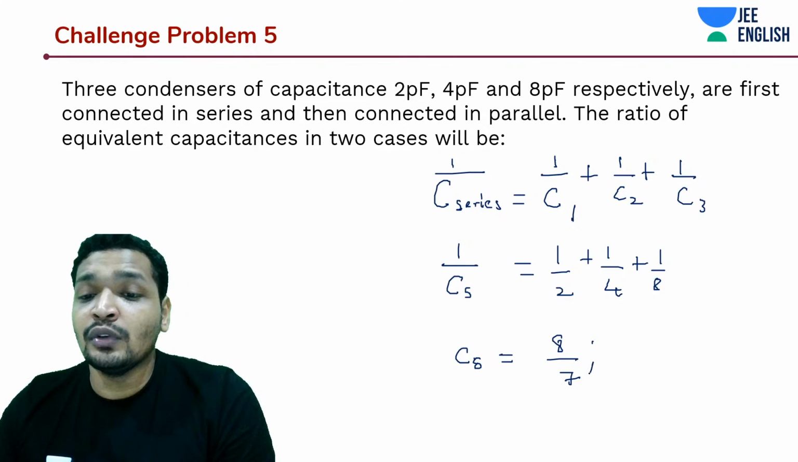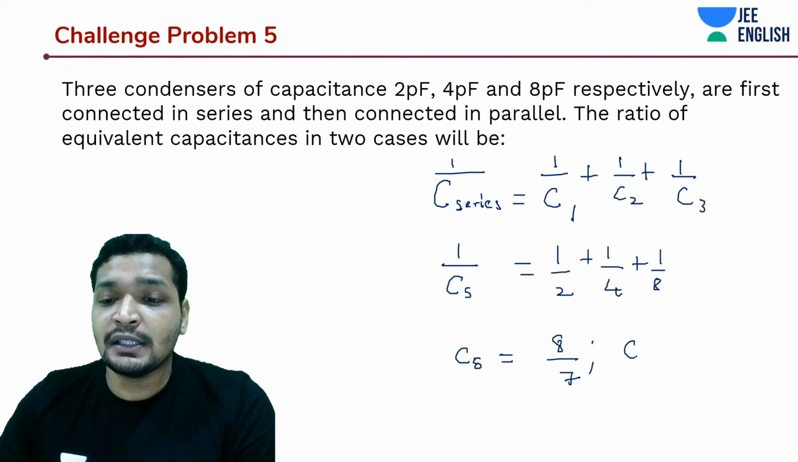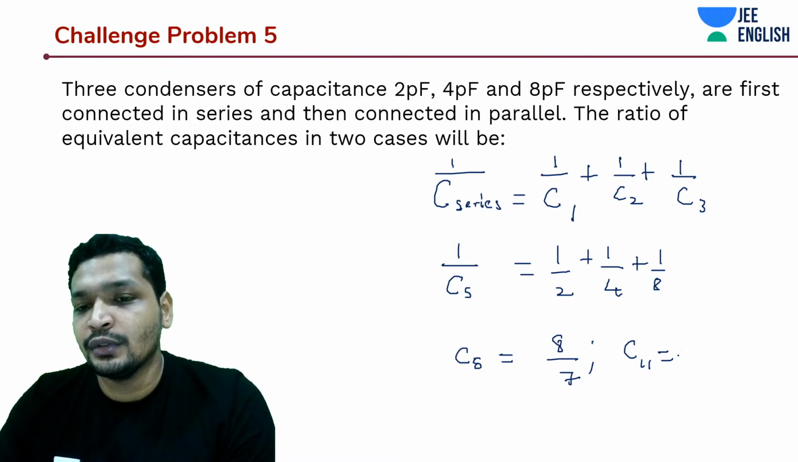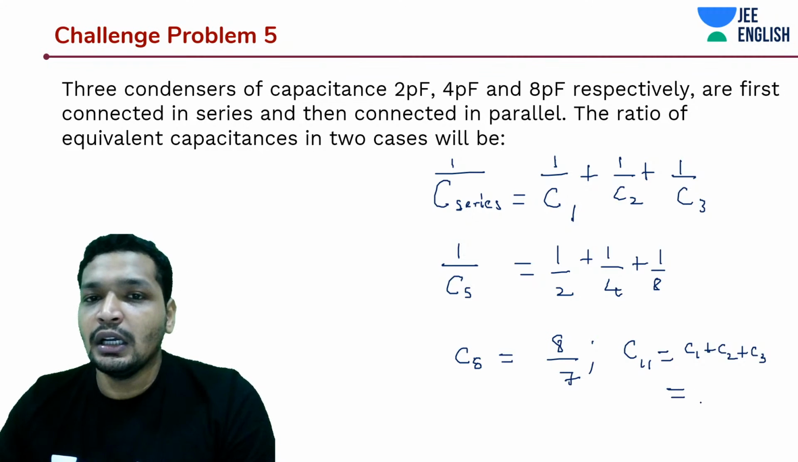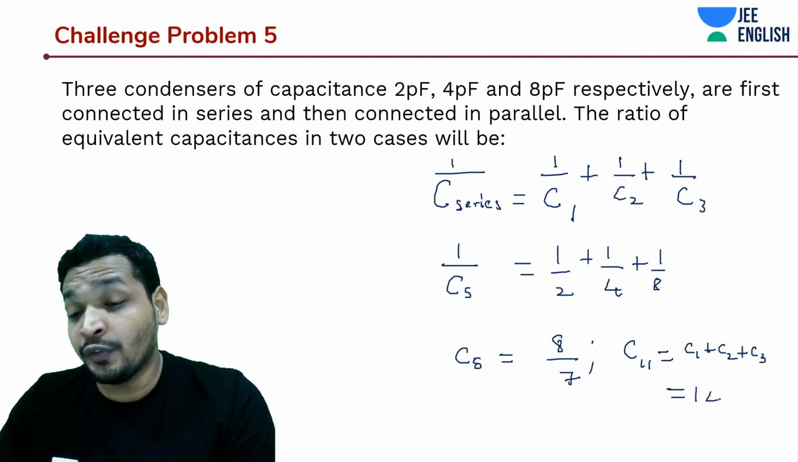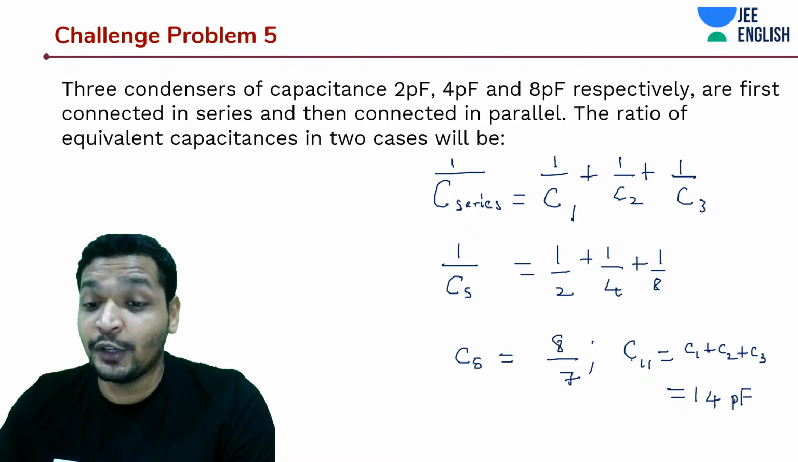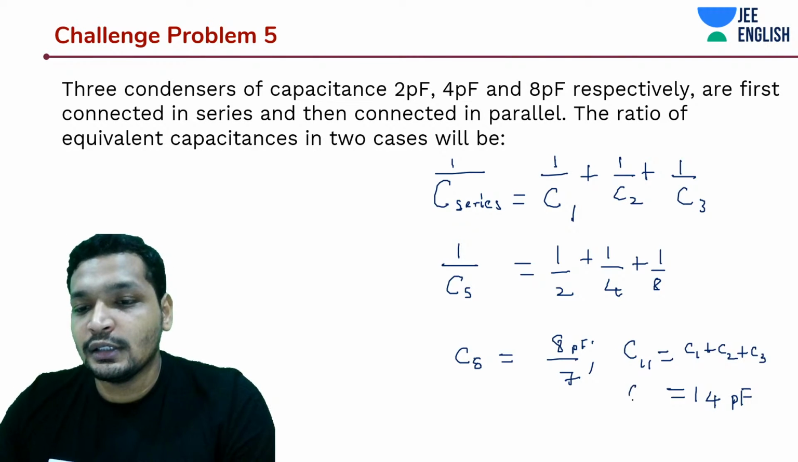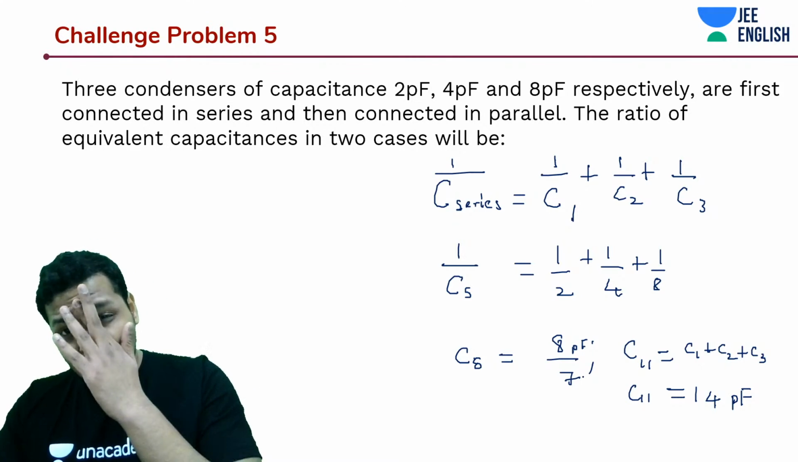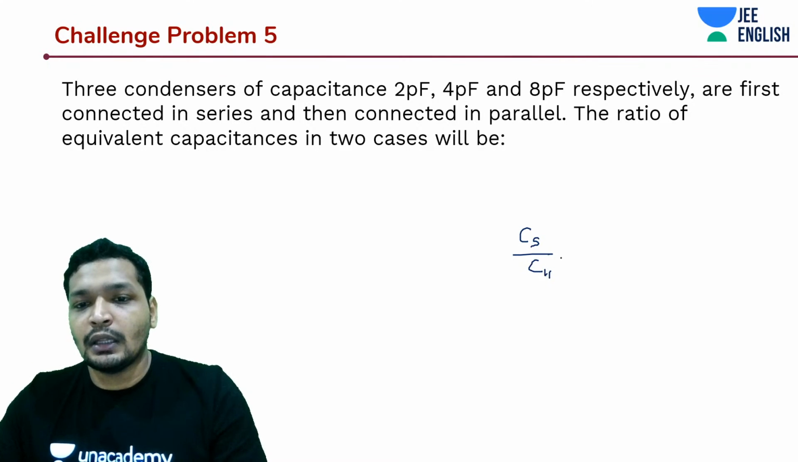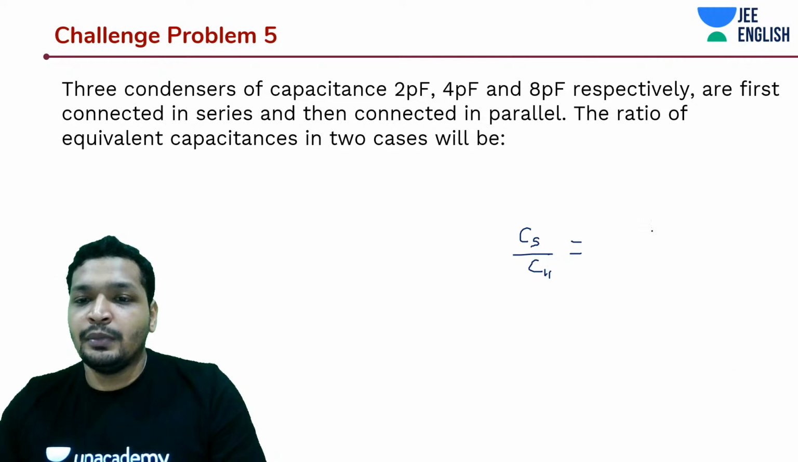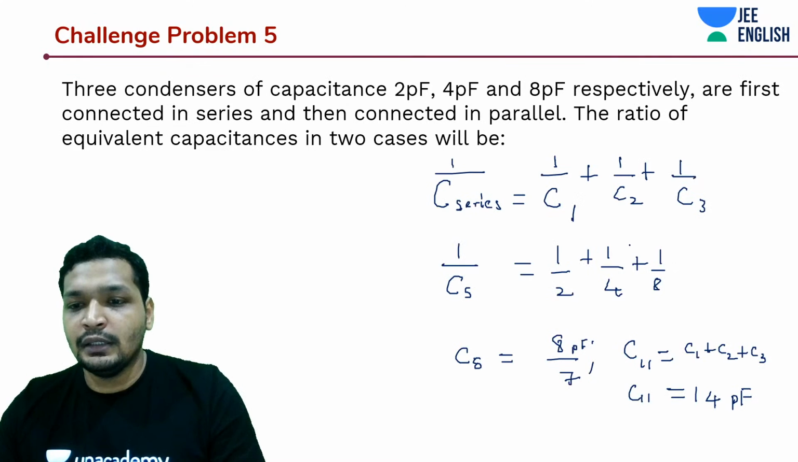And when it comes to parallel, what is your capacitance? You basically add them up. That is all you have to do. You have to basically add all of the capacitances up. C1 plus C2 plus C3. How much does that yield? I believe it yields 14 picofarads. Okay, C parallel. And what is the ratio of C series to C parallel? Is that what they're asking you? Okay, and that should be 8 by 7 divided by 14.